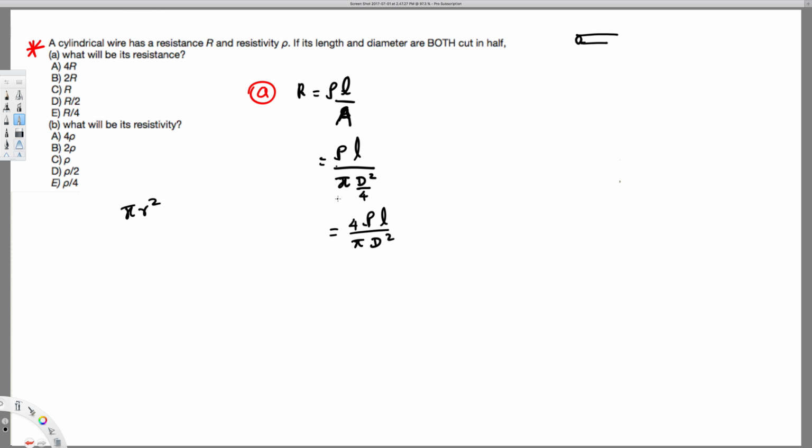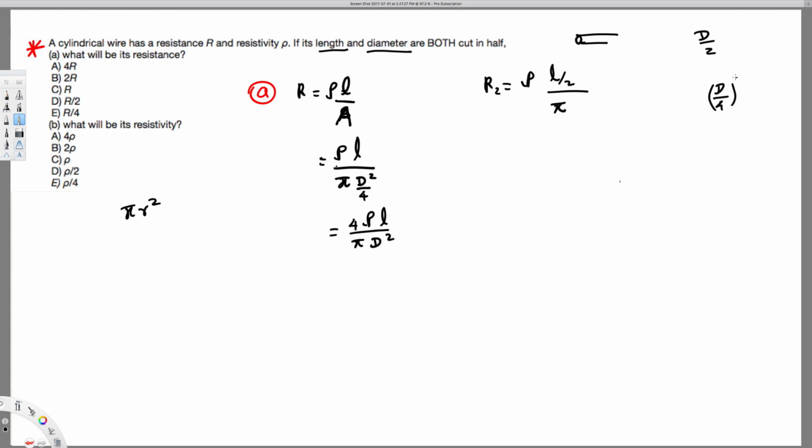This is when the wire is in its original form. But then they are saying they have cut this into half, and let's see what happens to the resistance. They are cutting the diameter and length into half, so we are cutting both into half. So let's say this is R2. R2 is equal to rho times length by 2, so the length is cut into half. And then pi d is cut into half. Before we had d by 2, now we have d by 4.